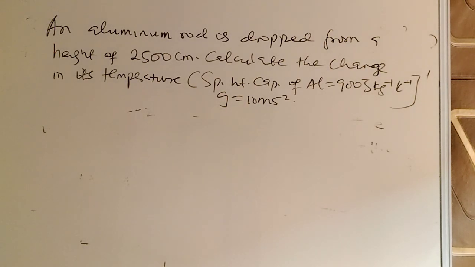So we have this question on the board that says an aluminium rod is dropped from a height of 2500 cm. Calculate the change in its temperature. In brackets, we have the specific heat capacity of aluminium as 900 joule per kilogram per Kelvin, and the small g as 10 meter per second squared. That small g represents acceleration due to gravity.